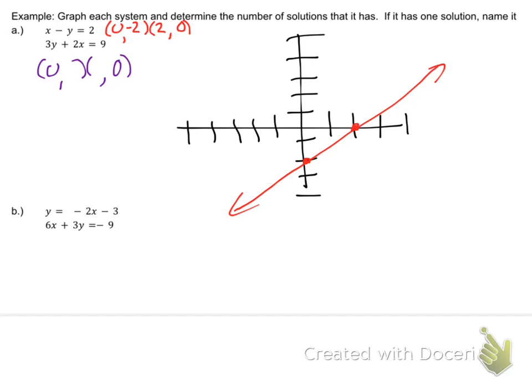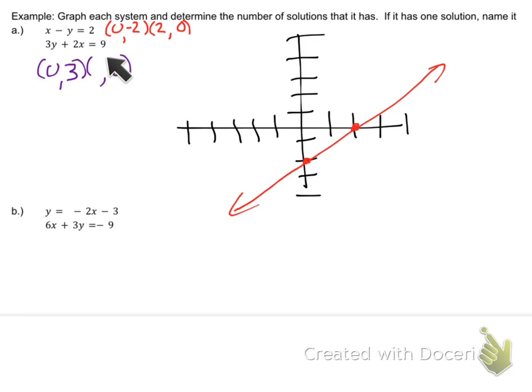Put zeros for my cover-up method. I'm going to cover up the 3y. Ooh, guys, this is different. They're backwards. Don't let that catch you. So actually I'm going to put a 0 in for x. Cover it up. When does 3y equal 9? Divide both sides by 3. y has to equal 3. Be very careful. Don't let it fool you.